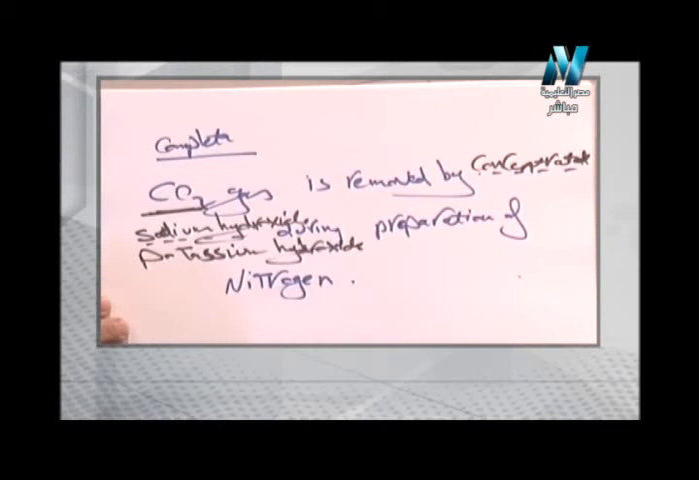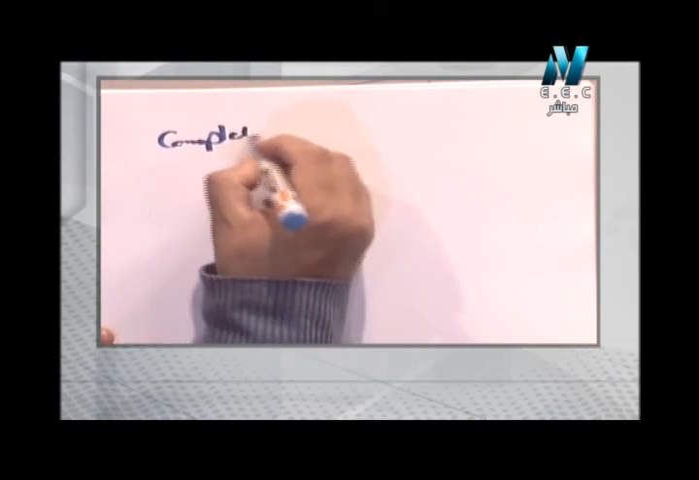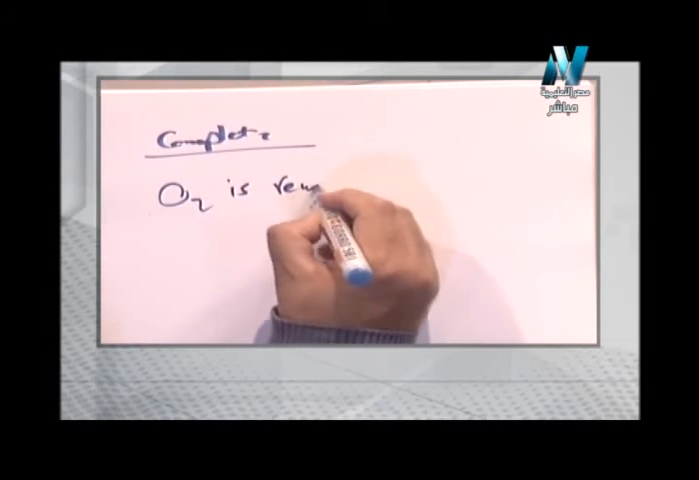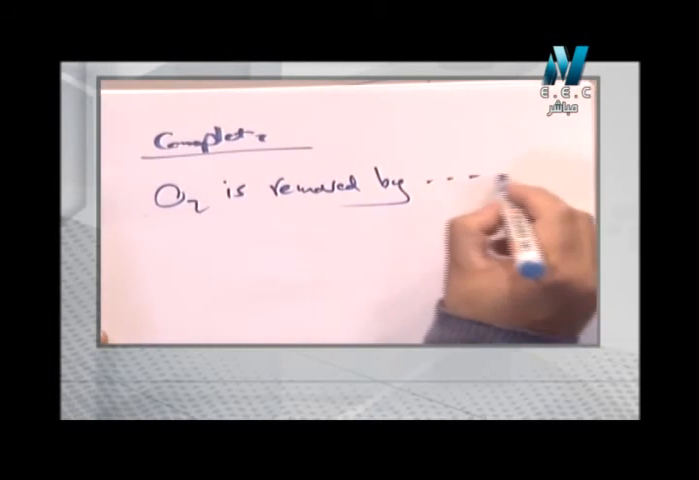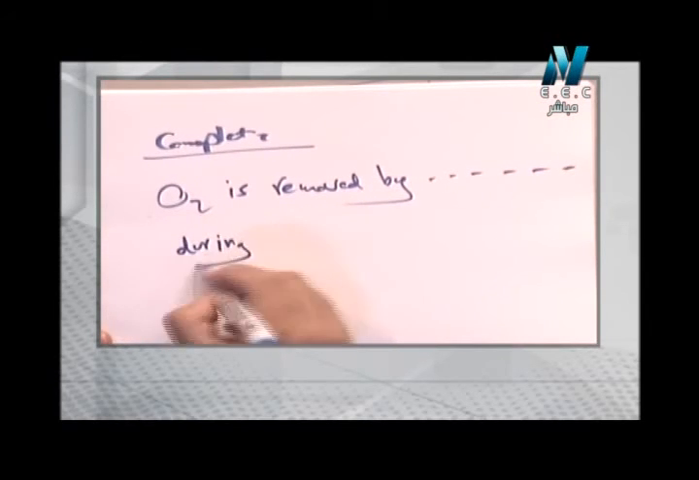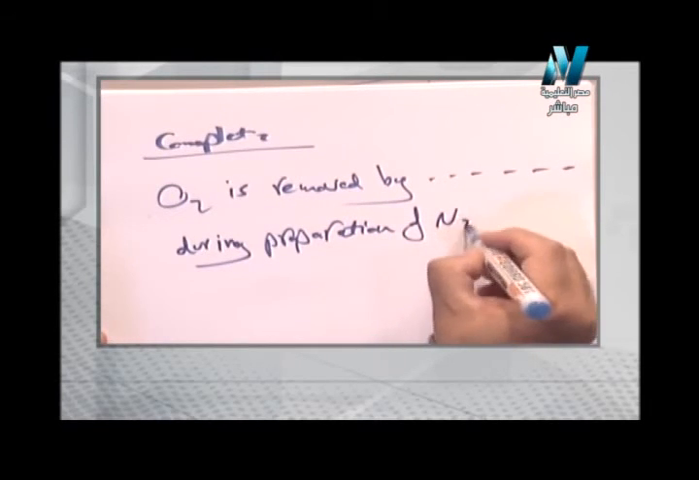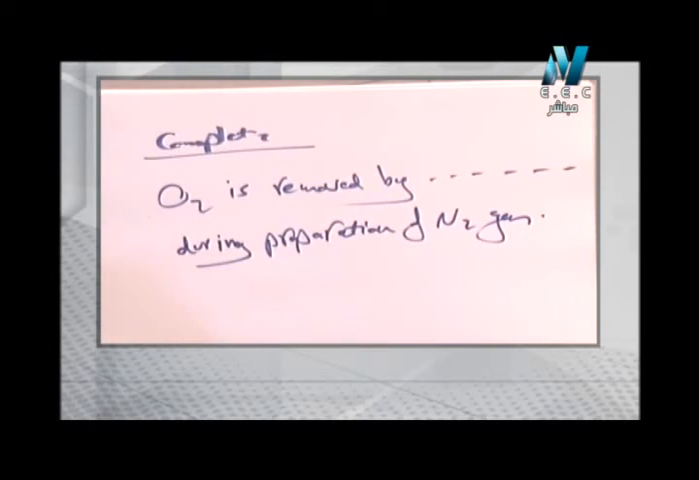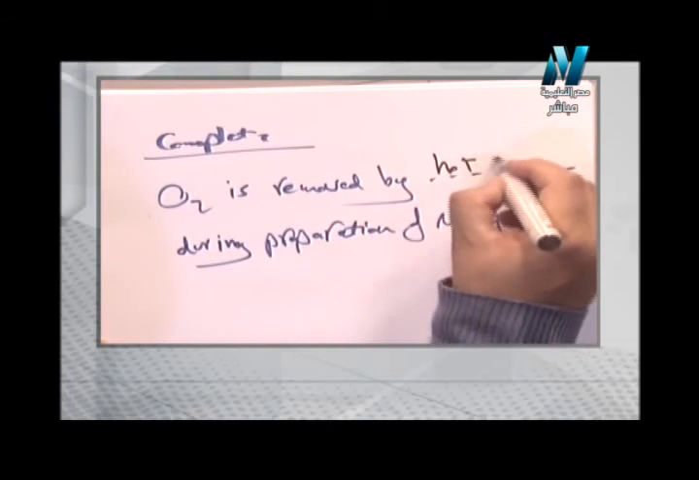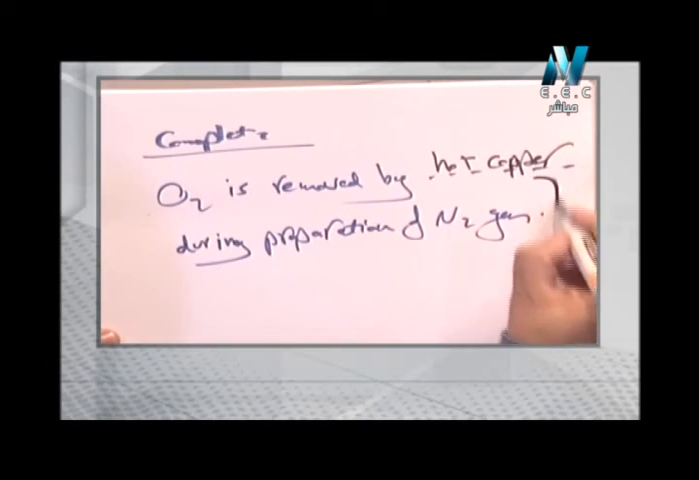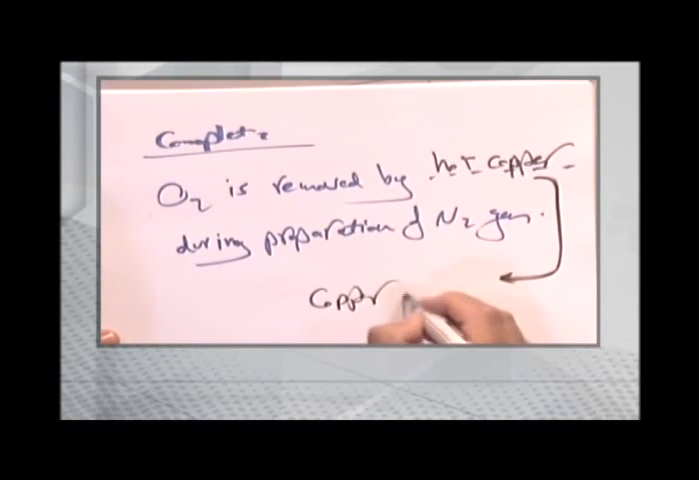gas. Also another question. The question says: complete, oxygen gas is removed by blank during preparation of nitrogen gas. How do I remove oxygen gas? I can remove oxygen gas by using hot copper, or very hot copper, to react with oxygen and make what? Make copper oxide.